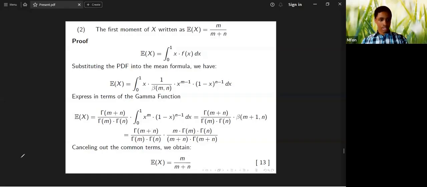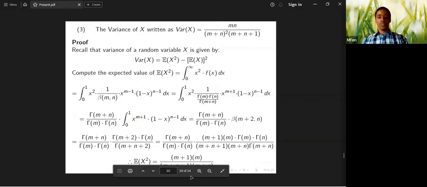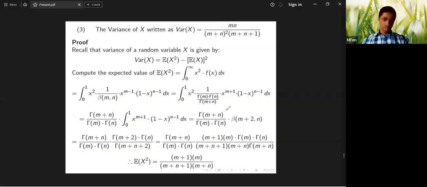Let's go to the second moment, the variance. So the variance of the beta distribution, very long, is mn over (m plus n) all squared times (m plus n plus 1). Following that, it is the expected value of x squared minus the square of the mean. We will now compute the expected value of x squared, where the power of x once again increases by one more, to x^(m+1).